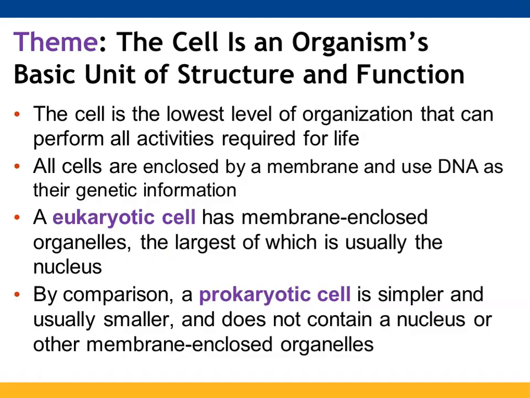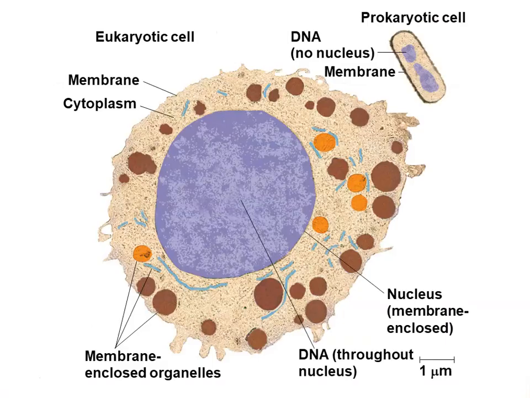We can have more complex cells, which is what we as humans have: eukaryotic cells that have membrane-bound organelles, and they have a nucleus where the DNA resides. Or you can have very simple organisms that consist of prokaryotic cells. They do not have membrane-bound organelles, and their DNA is not surrounded by a nucleus. It is in a generalized region within the prokaryotic cell called a nucleoid.